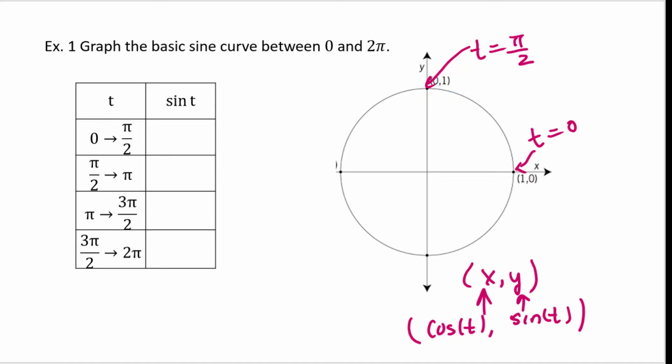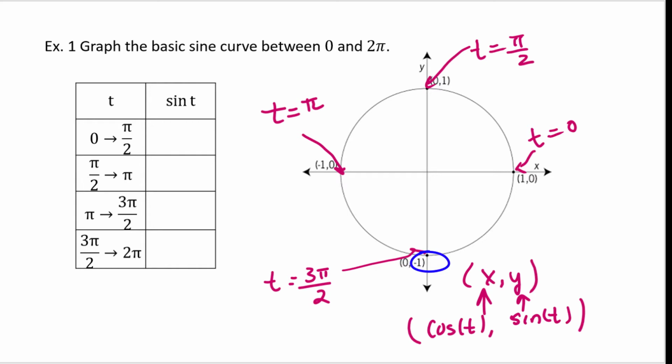Continuing around the circle, we'll get to t equals pi. The corresponding ordered pair is (-1, 0). So the sine of pi, which corresponds to the y value, is 0. And at t equals 3 pi over 2, the ordered pair is (0, -1), and the sine of 3 pi over 2 is the corresponding y value, which is -1.